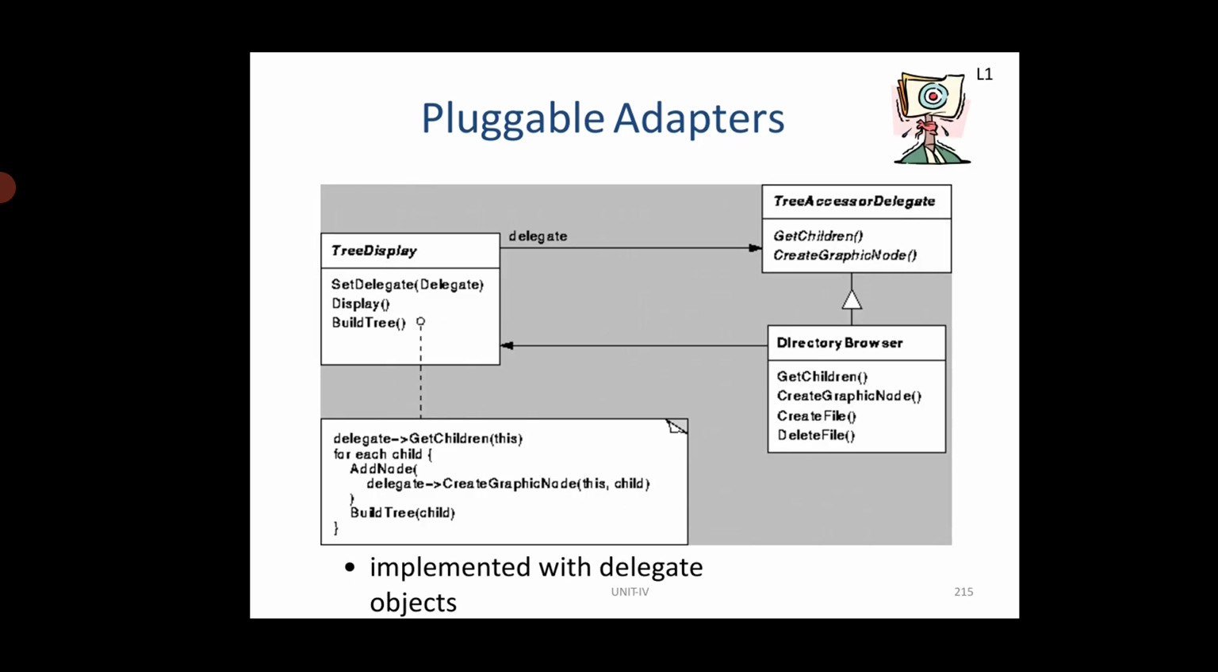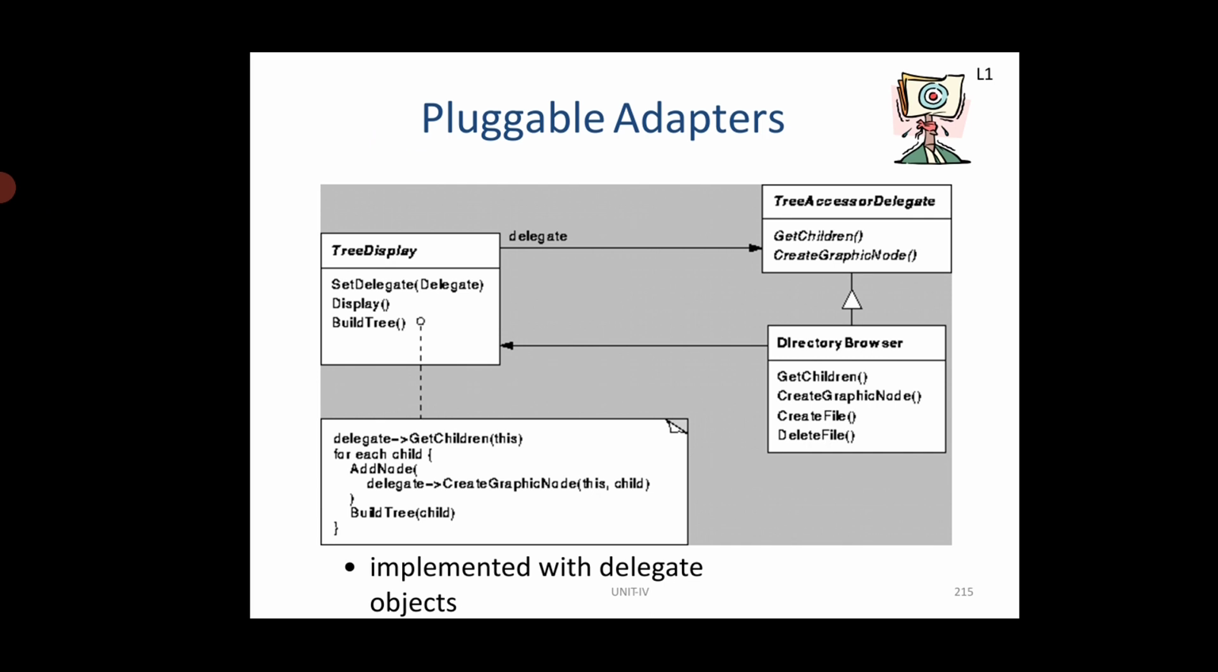Now we need to study how to implement it using delegate objects. In this approach, a tree display forwards requests for accessing the hierarchical structure to a delegate object. So the tree display can use a different adaptation strategy by substituting a different delegate object.